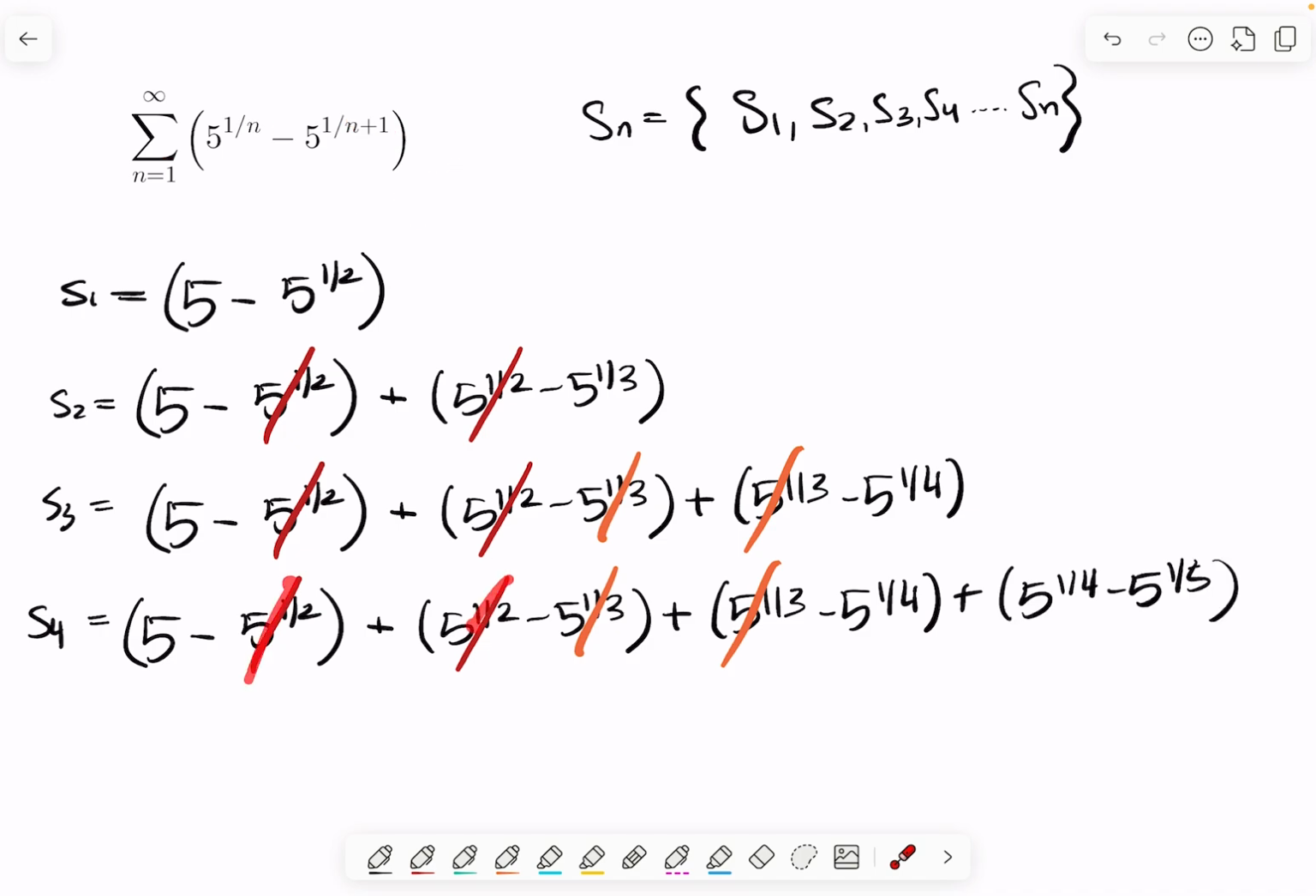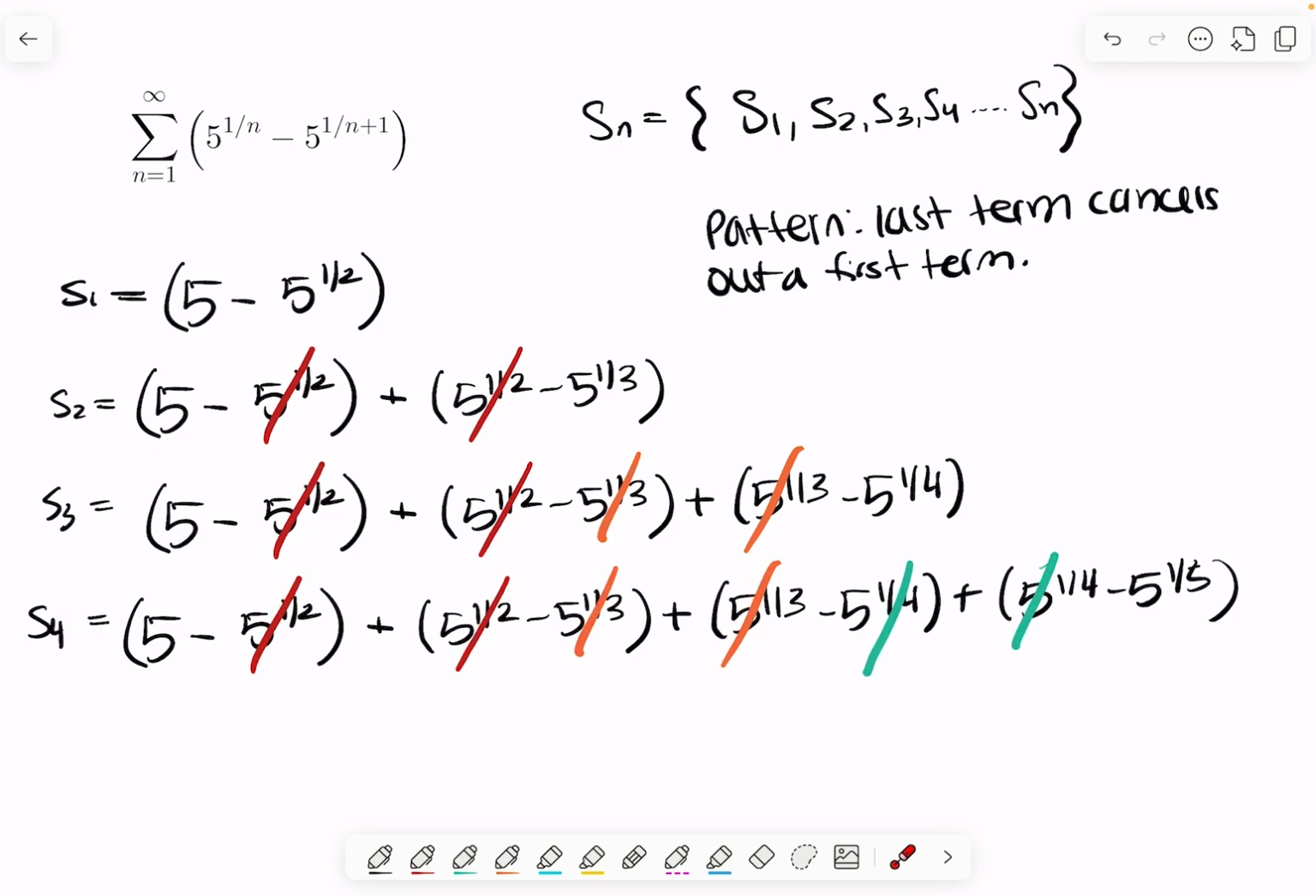So again, last term cancels out with this first term, last term cancels out with this first term, and then this last term cancels out with this first term. So we realize that the pattern is that a last term cancels out a first term. And what we've been doing is we've been saying, okay, if we continue on adding, so S sub 5, S sub 6, and so on, all of this, then the pattern tells me that a last term will cancel out with some first term that's coming out later. So the only thing that's left is this 5 in the beginning.